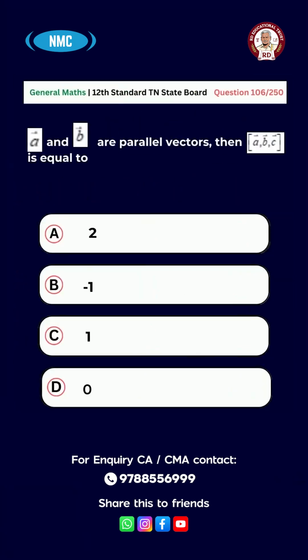Question number 106. If vector A and vector B are parallel vectors, then the box product of vectors A, B, C is equal to: option A 2, option B -1, option C 1, option D 0. The correct option is option D, 0.